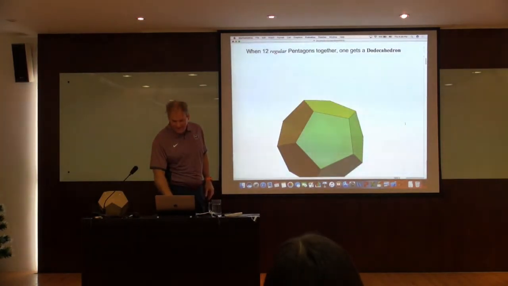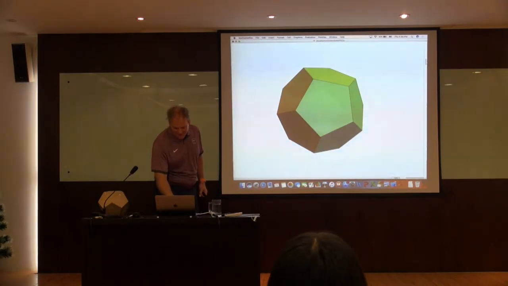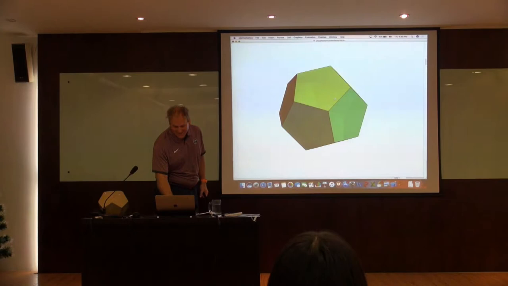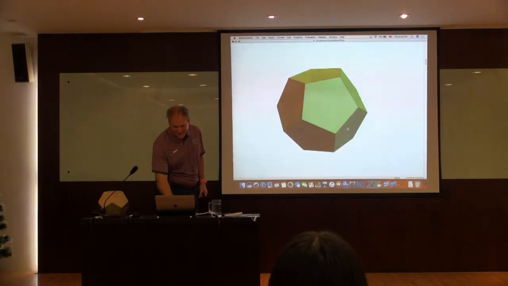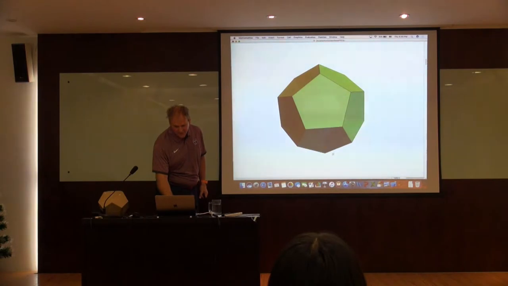So with 12 regular polygons together, we get a dodecahedron, and you guys have already seen that, but I'm just going to scroll up. See, this is done with Mathematica. That's how it turns. Is that cool? I like it, right? You can rotate it around. It's kind of shiny. Ooh, nice and shiny. Mathematica is a great program. I've used it for a long time.